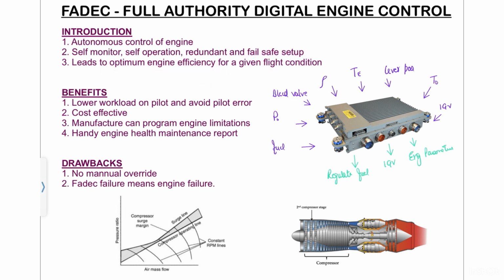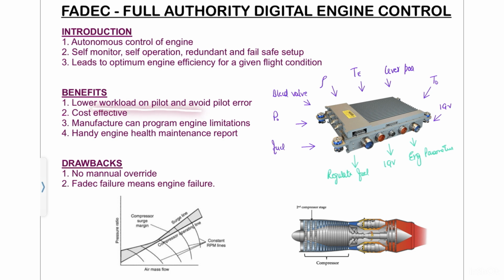Why optimum engine efficiency? Because there is no human intervention first, and the complete process is autonomous and electronic. All the sensors which are giving values are being processed, and accordingly the exact amount of fuel and IGV operation is being done. That's why the engine efficiency is the best.